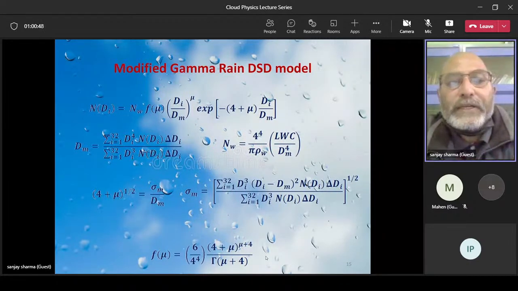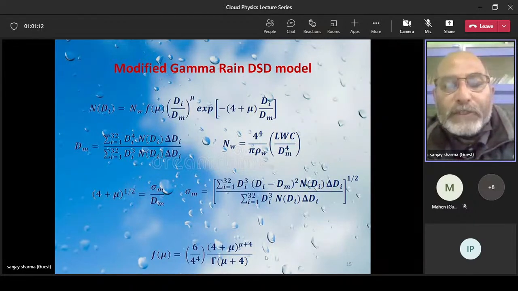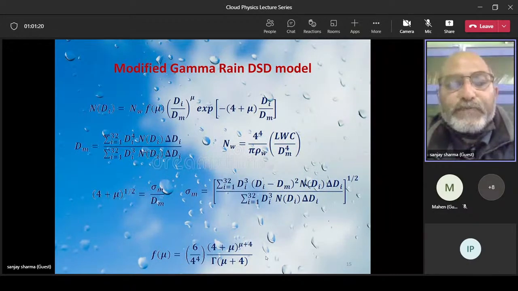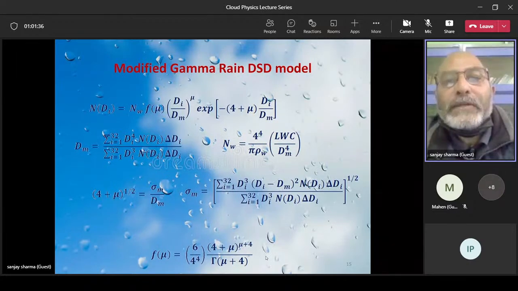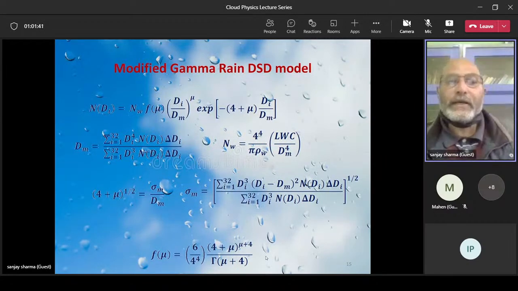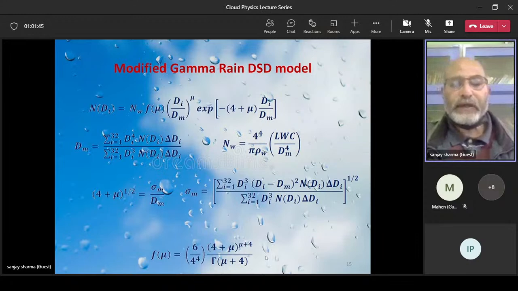So here also we can calculate Dm first by using the fourth moment divided by the third moment. And with the help of that, with LWC, liquid water content, and Dm, which we have just shown here, and the density of water, we can calculate the Nw. And then eventually, with the help of sigma m, which is the standard deviation of the raindrop size here, we can calculate the mu value also. And once the mu value is there, F(mu) can be calculated by this formula. So basically, in this gamma rain DSD model, we have to calculate mu, Nw, and Dm. From there, we can calculate the F.